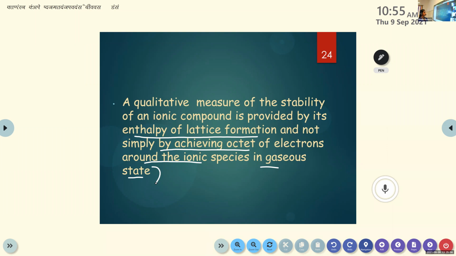Mary Angelina, can you read the point? Yes, ma'am. A qualitative measure of the stability of an ionic compound is provided by its enthalpy of lattice formation and not by achieving an octet of electrons around ionic species in the gaseous state. Okay.